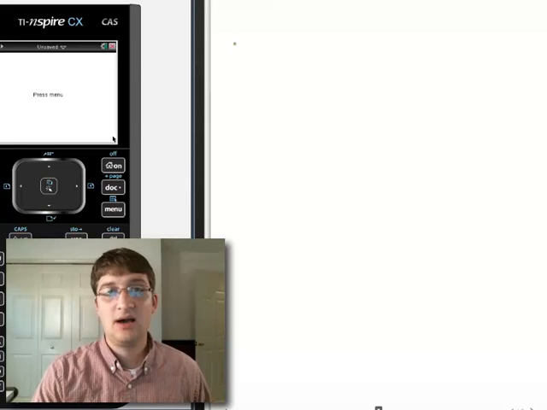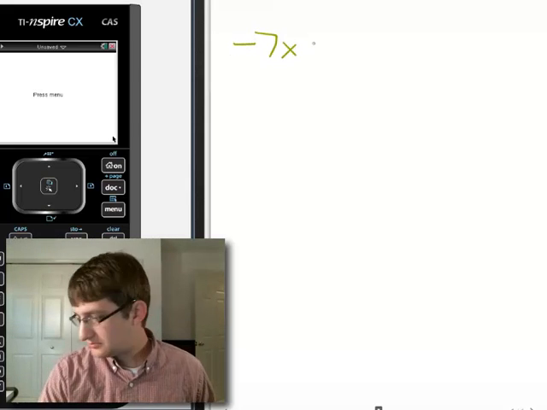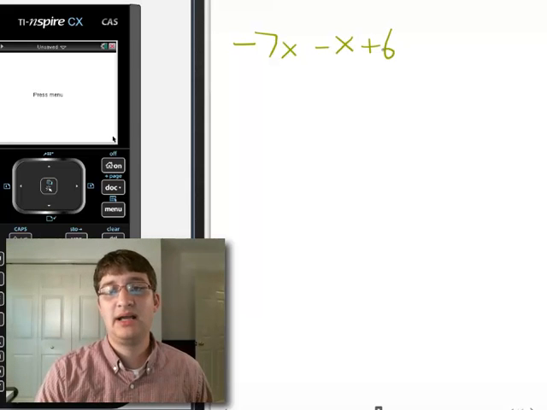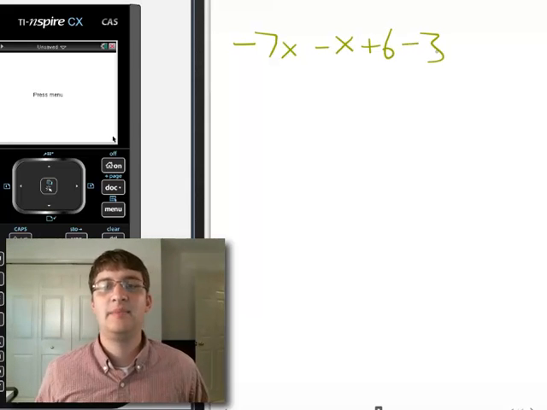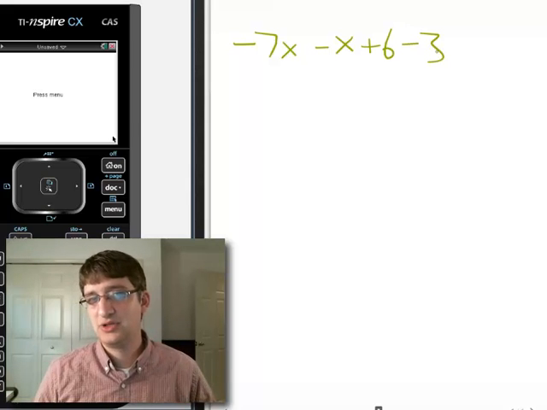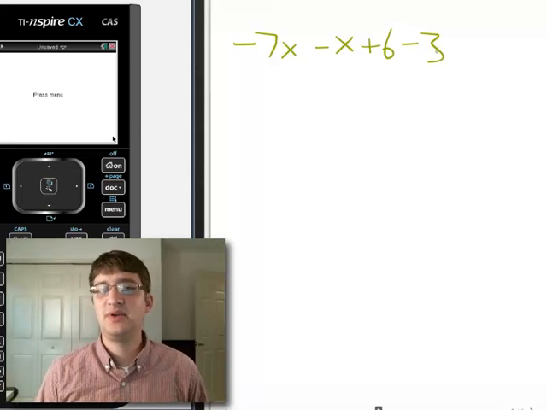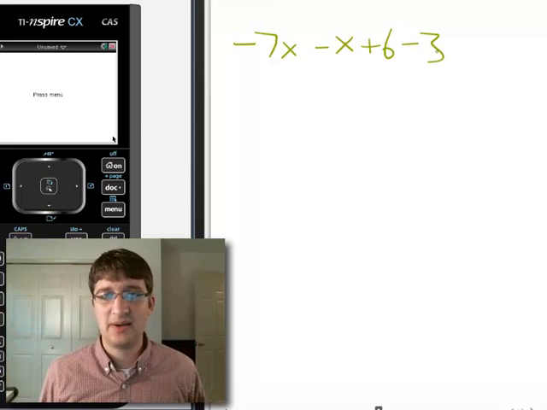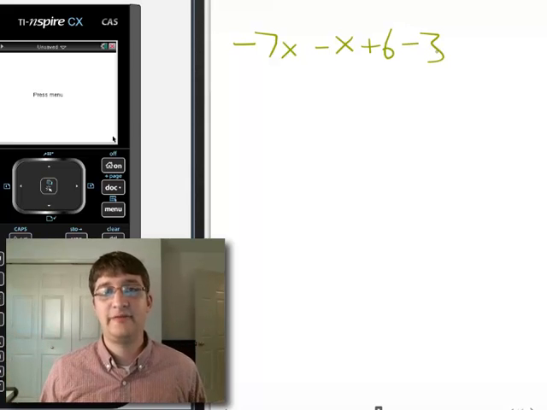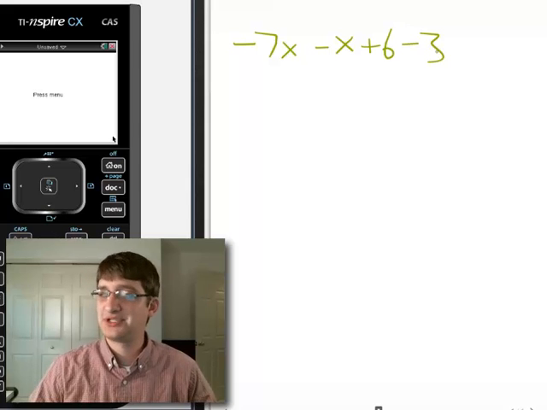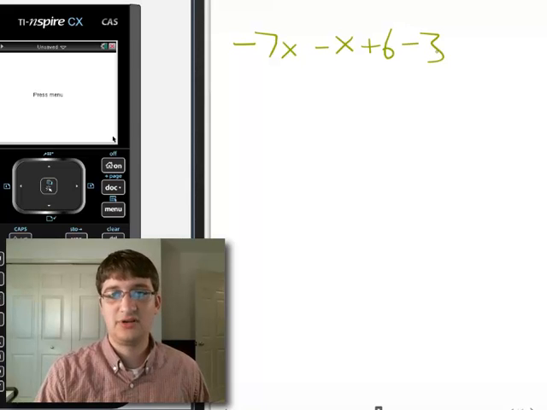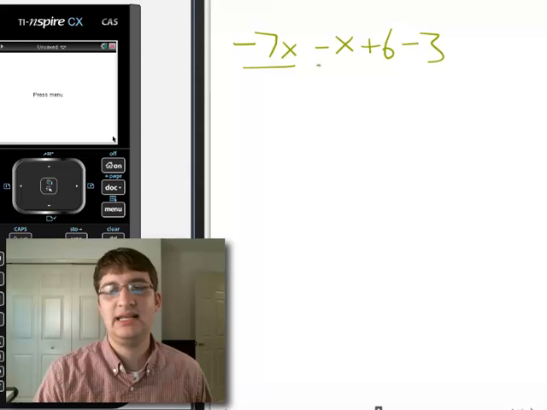So here we go. We got negative 7x minus x plus 6 minus 3, okay? If someone's asking you to simplify this, first of all, you want to ask yourself, are there any parentheses to get rid of using distributive property or what have you? There is not. Therefore, we're on to the next step, which is combining like terms. Now, the like terms here that we're looking at are these two. So we got negative 7x and then we got a negative x.